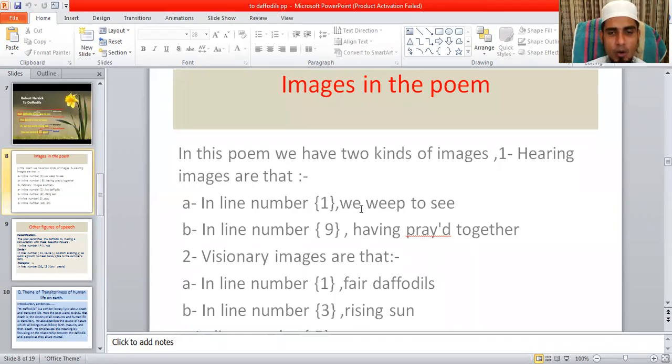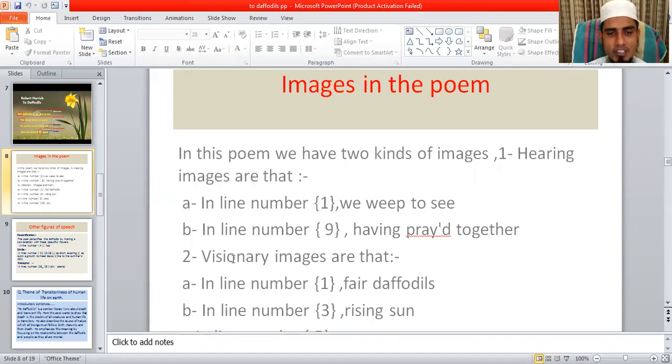That means in the line "we weep to see", whenever the word weep is used, at the same time we think of the sound of weeping. The image of weeping hits our ear. So it is an image of hearing. Another, in line number 9, "having prayed together", the praying sound hits our ears after this line. In this way the poet uses images in these lines.